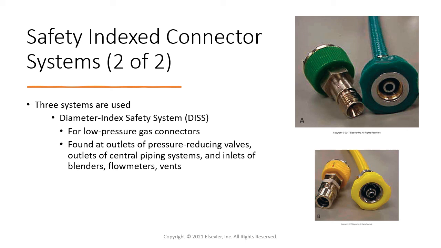The diameter index safety system is used for low-pressure gas connectors. It is found at the outlets of pressure-reducing valves, outlets of central piping systems, and inlets of blenders, flow meters, and ventilators.